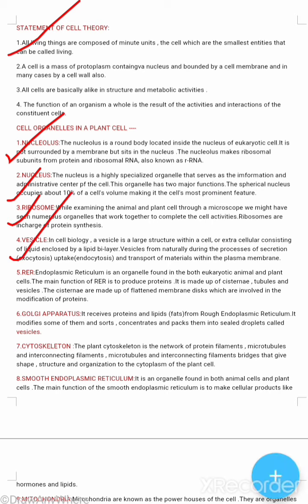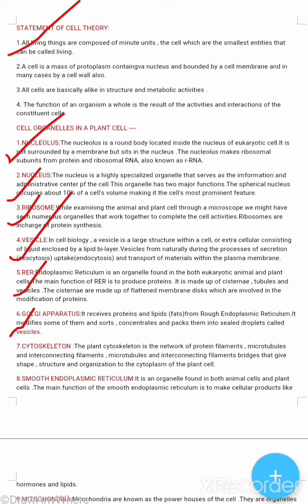Number 5. RER. The full form of RER is rough endoplasmic reticulum, an organelle found in both eukaryotic animal and plant cells. The main function of the RER is to produce proteins. It is made up of cisternae, tubules, and vesicles. The cisternae are made up of flattened membrane discs which are involved in the modifications of proteins.